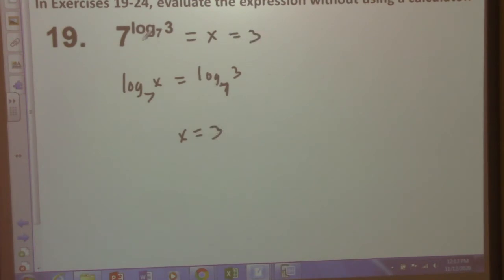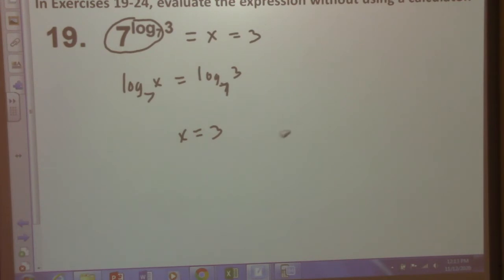Now, what's happening is this 7 to the power of log base 7, this actually just ends up equaling 1. So it's like they cancel each other out. Okay, so 7 to the power of log base 7, they cancel each other out.